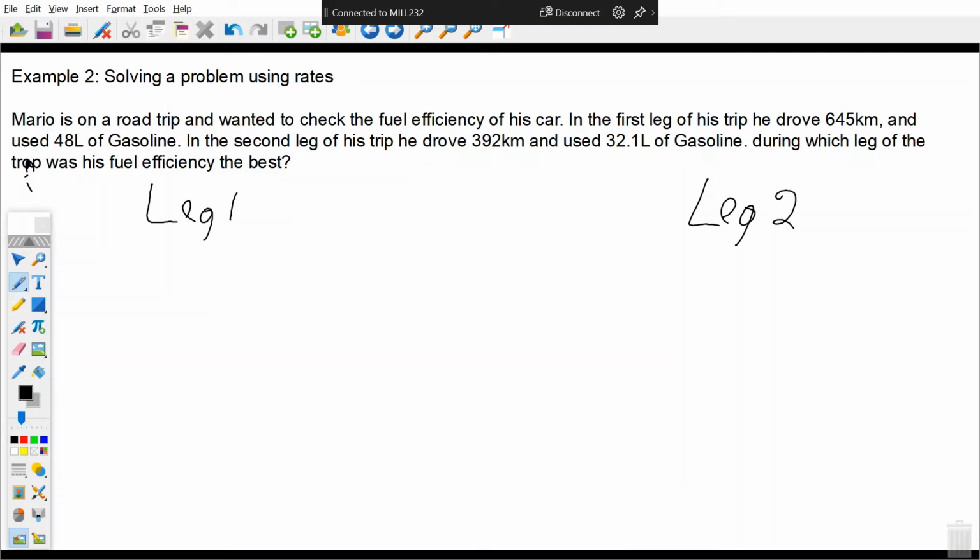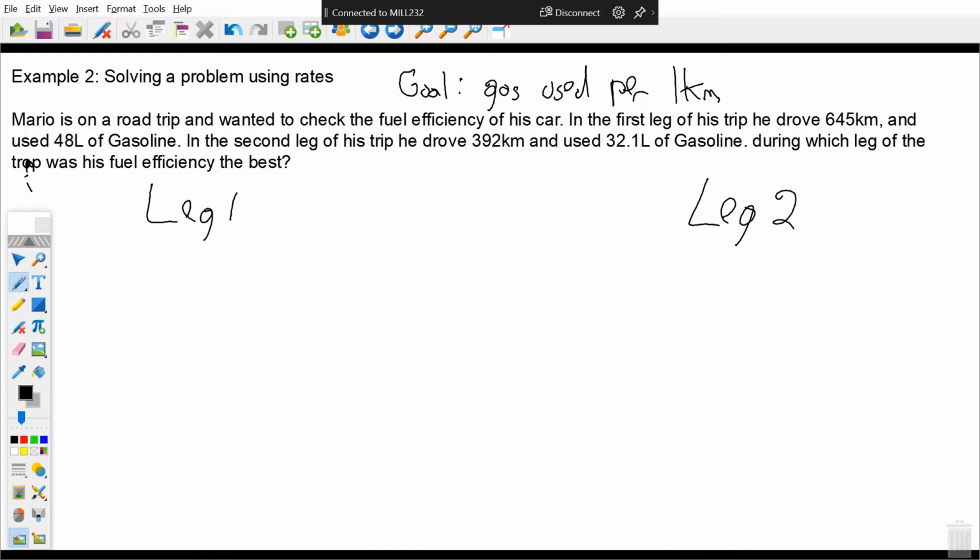We want to find how much gas he used. The goal, again, is to get to the unit rate of the gas used per 1 kilometer. If we can find the gas used per 1 kilometer for both trips, both parts of the trip, then we can tell where his fuel efficiency was better.